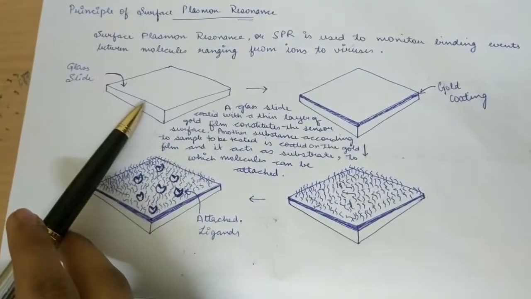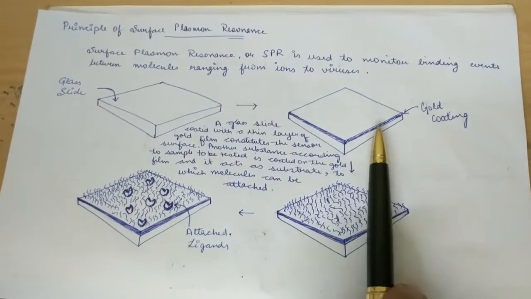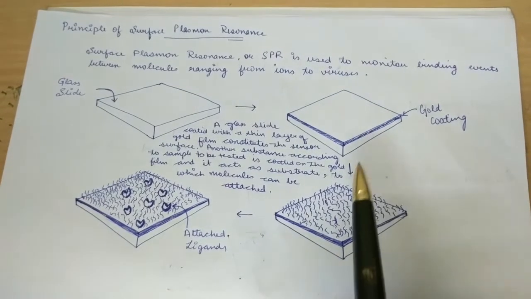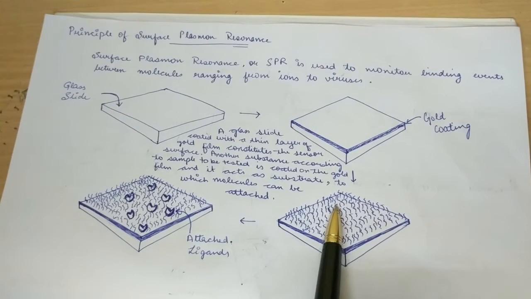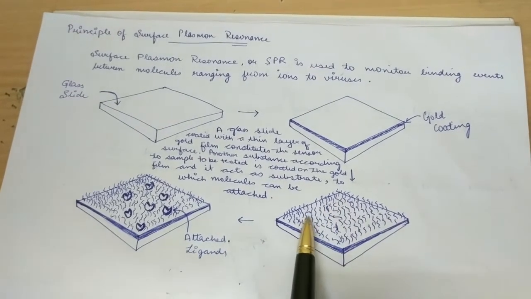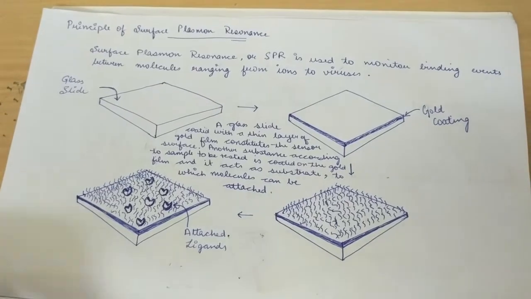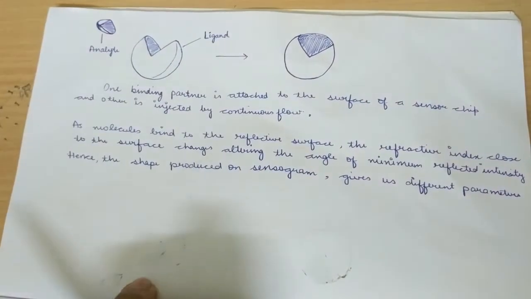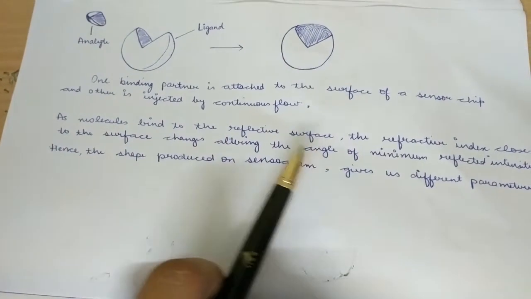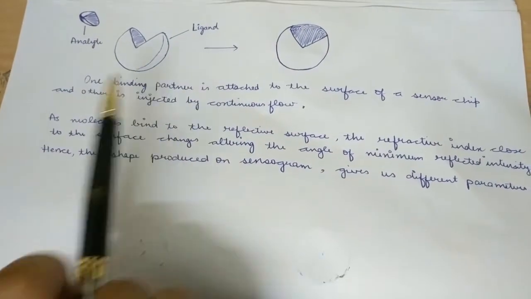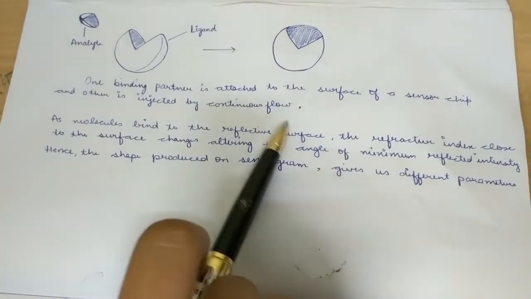Now, a biosensor chip consists of a glass slide coated with a thin layer of gold film which constitutes the sensor surface. Another substance, according to the solution to be tested, is coated and it acts as a substrate to which the molecules can be attached. Now, one binding partner is attached to the surface of the sensor chip, which we call the ligand, and the other is injected by a continuous flow of solution. That other particle is called the analyte.